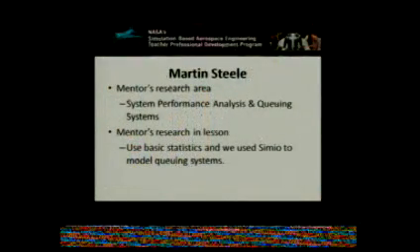Now, we are lucky enough to be partnered with our mentor, NASA engineer Martin Steele. His area of focus is in system performance analysis and queuing systems. He wants to see what's the probability of launches going off in a year. You know, if you have 8 launches, what's the probability? Or is it better if you have 3 launches? And he wants to see what could be holding up that system for the launches and causing those delays.